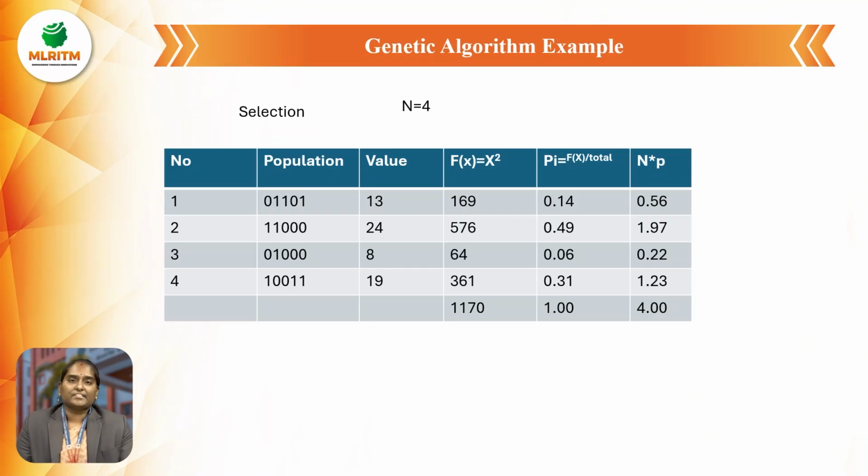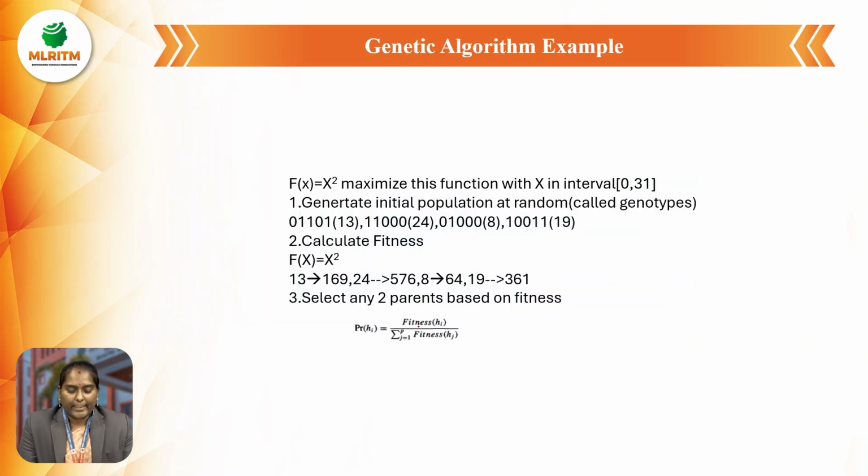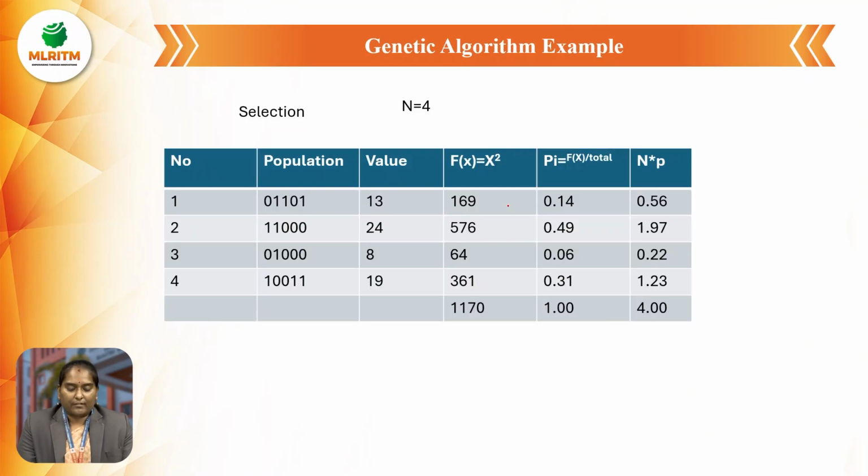So in this example, first, encoding is over. Next selection. In selection, we take n values as 4. How do we take the n values? In the previous slide, we took 13, 24, 8, 19. These values are represented by n, so n value equal to 4. So in that we have the population, the value, f of x equal to x square, and p i. We have to calculate the p i, which is the estimated value.